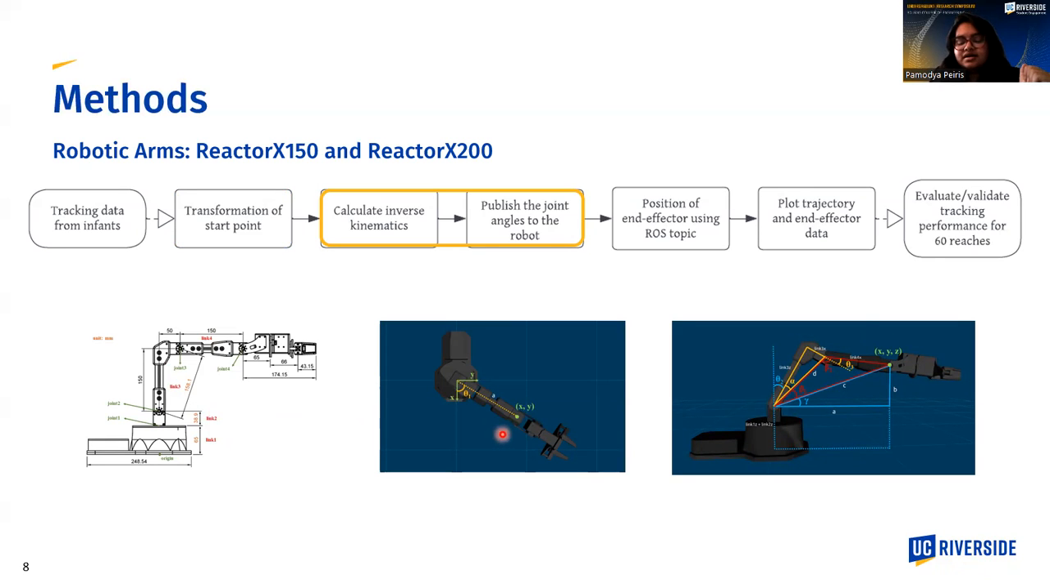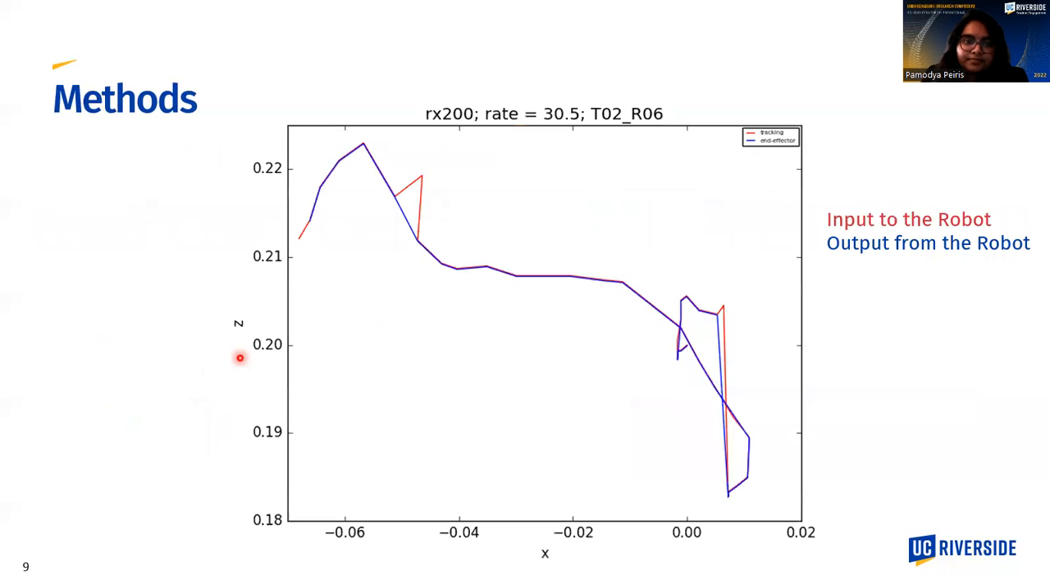To move the arm to each point, we calculate theta 1, theta 2, and theta 3, because our end effector is at joint 4. So I will be moving joint 4 according to the reaching trajectories. And here, the red shows the input to the robot, which is taken from the trajectories, and blue shows the output from the robot, which is subscribed from the robot. So we know where the end effector is.